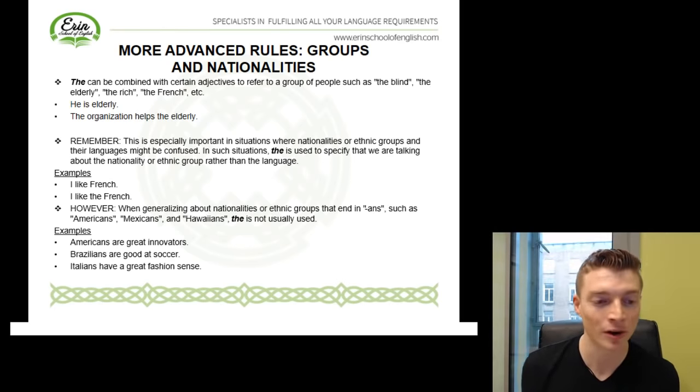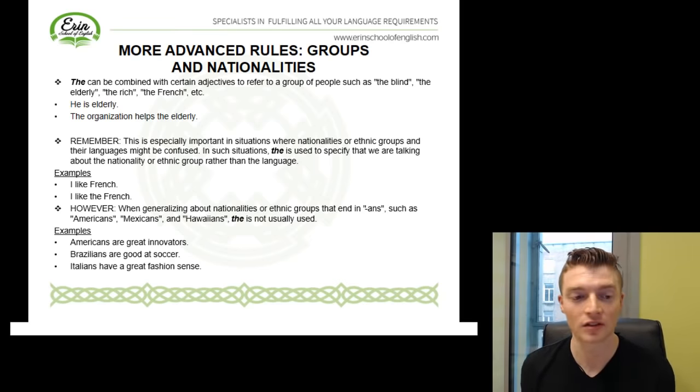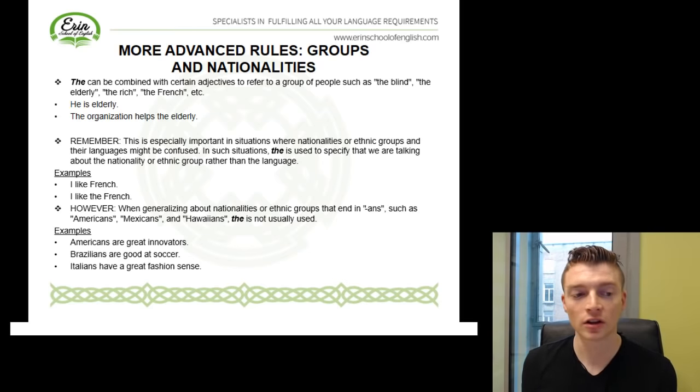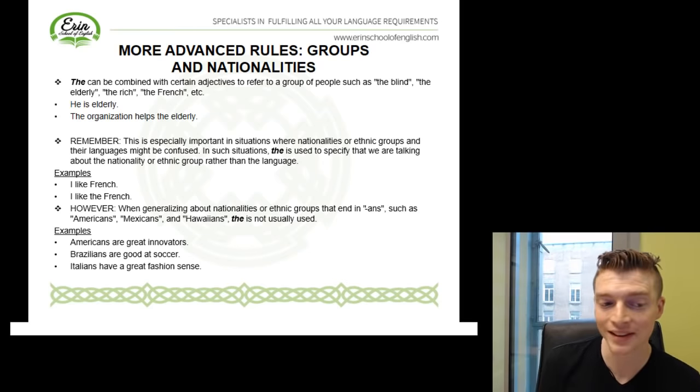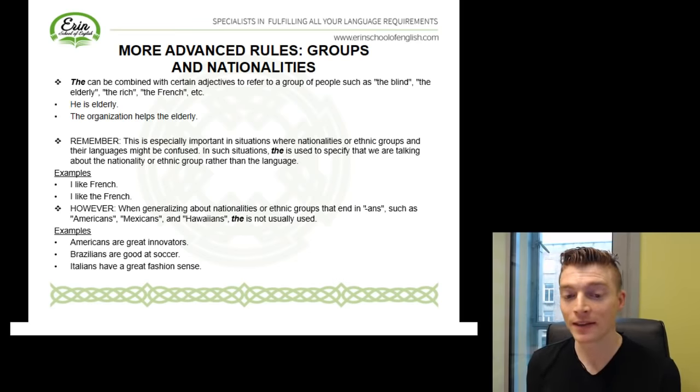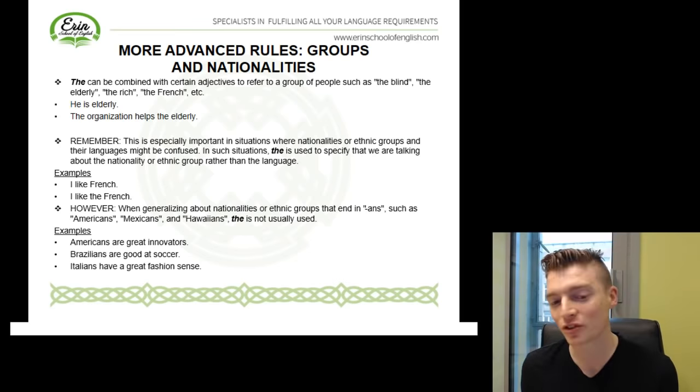So our final rule here, when generalizing about nationalities or ethnic groups that end in the letters ANS, for example, Americans, Mexicans, Hawaiians, Brazilians, Argentinians, the is not usually used. Brazilians are good at soccer, not the Brazilians. That's when we're generalizing. However, if we want to speak more specifically, we can use the definite article.